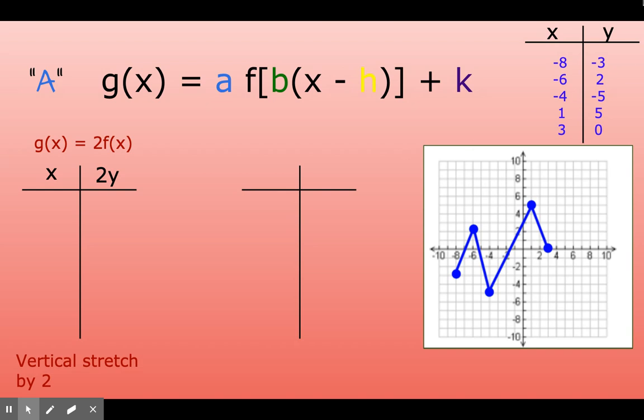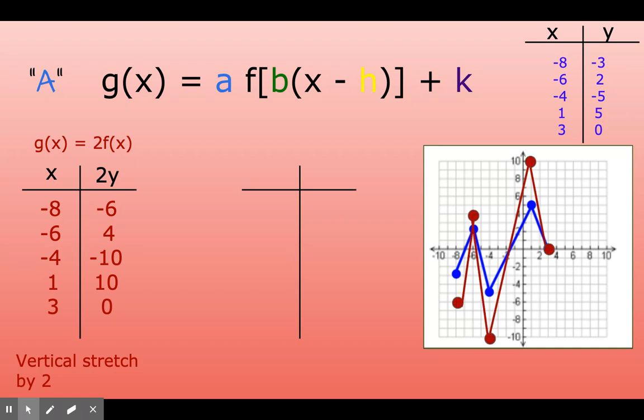So I'm going to take these points from my parent function over here in the right corner, and I'm going to multiply my y's by 2, and my x's will stay the same. Once I graph those points at -8, -6, -6, 4, -4, -10, 1, 10, and 3, 0, I now get a vertically stretched graph, as you can see on my graph there in red.